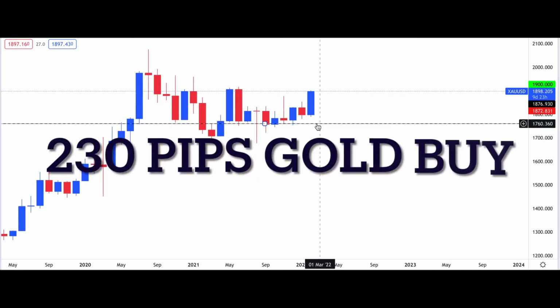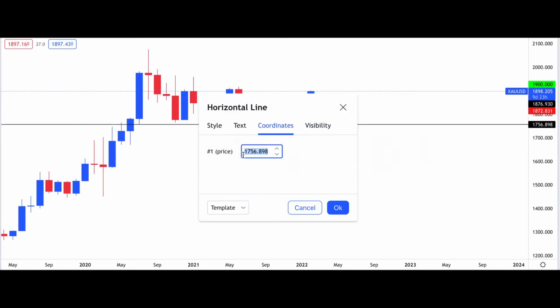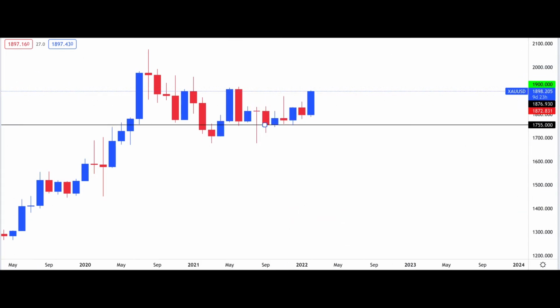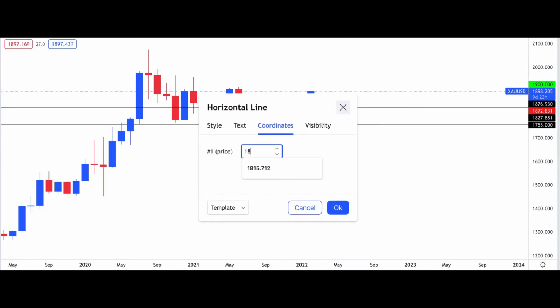So we're going to start off with the monthly time frame. The very first thing that I'm going to mark off is the 1755 level, which is off the monthly support right here from all this consolidation. The next area was this 1830 level, which is consolidation on this monthly time frame.